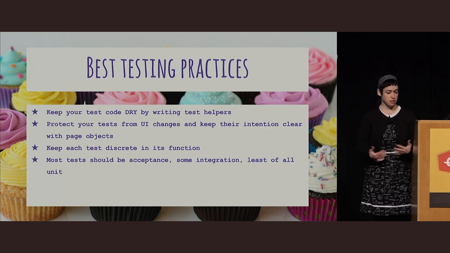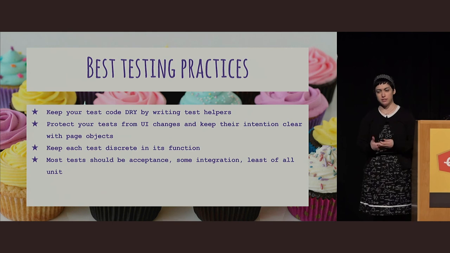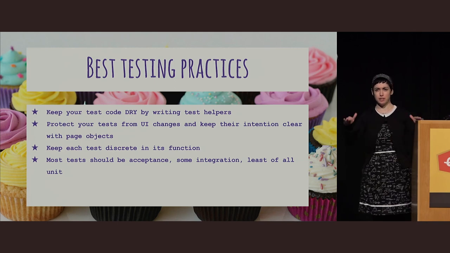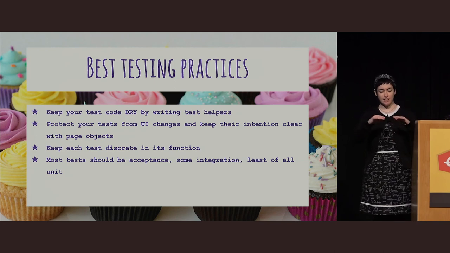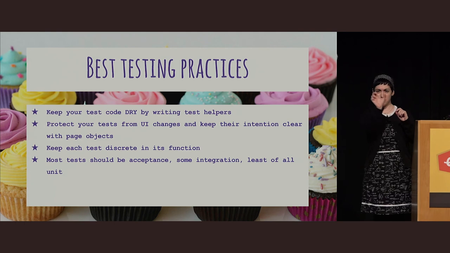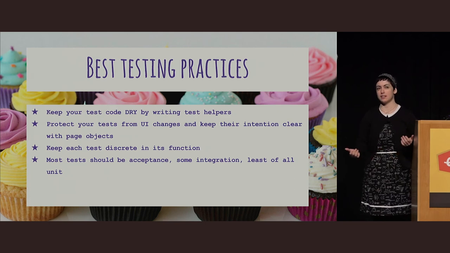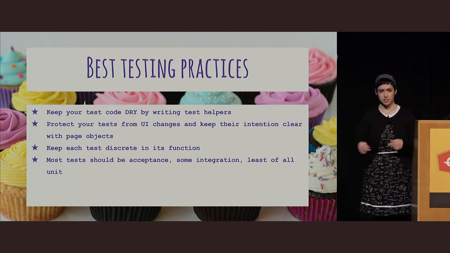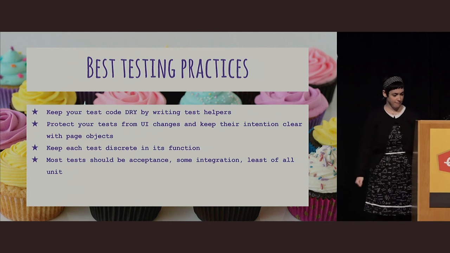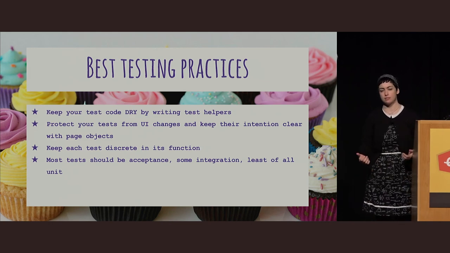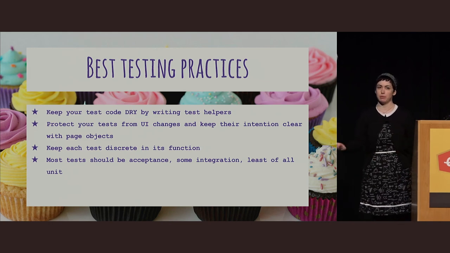Most tests should be acceptance, some integration, least of all unit. This is my opinion. Katie Gengler gave a talk a while ago where she had a pyramid, I think it was her, with a little bit of unit at the top, integration in the middle, and acceptance at the bottom. Since Ember is a front-end framework, it makes sense that you want to mostly test your user interaction and clicking around. But if you have a really complex computed property, then obviously you might want a unit test for that.